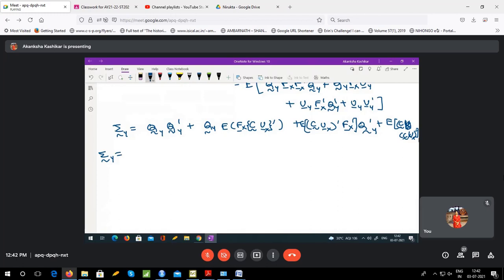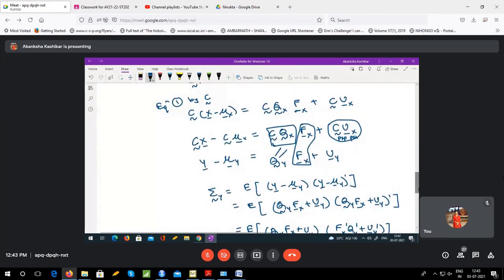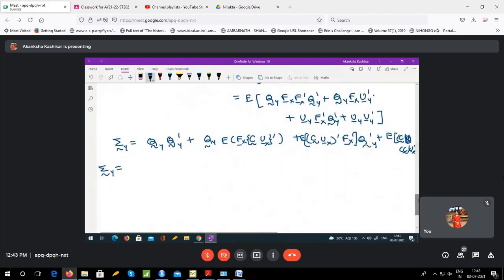What I have done is I have just substituted values of qy and uy, because here we had called cqx as qy and we had called cux as uy. So I'm just substituting those things, nothing else. Wherever I had qy, I have kept it as it is, but this uy I have made it cux. Why did I do this? Because I know the relationship between fx and ux, but I don't know the relationship between x and uy as of now.